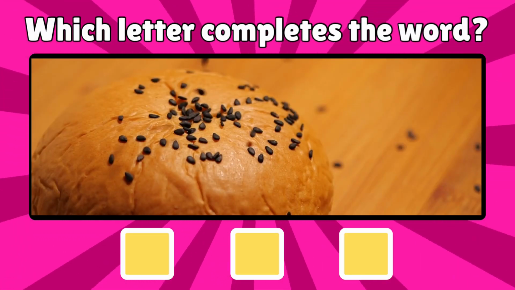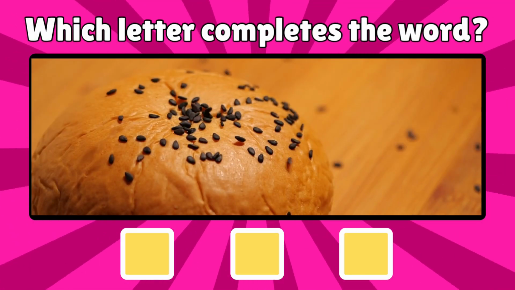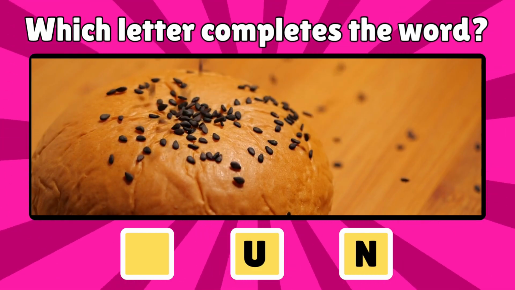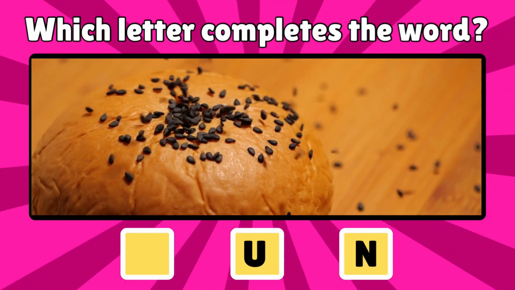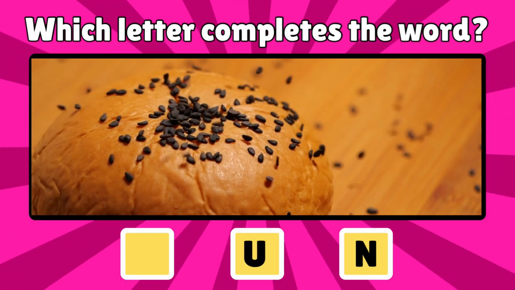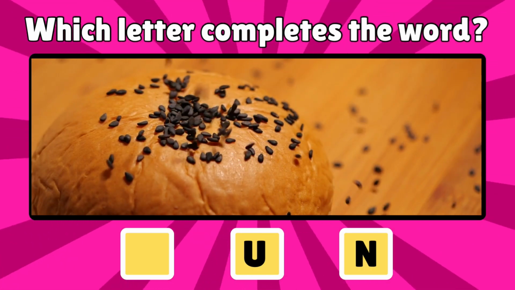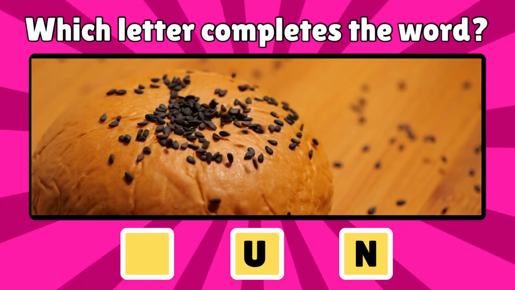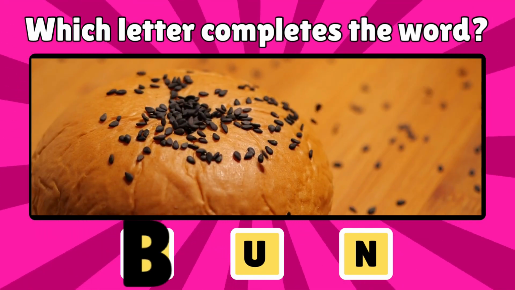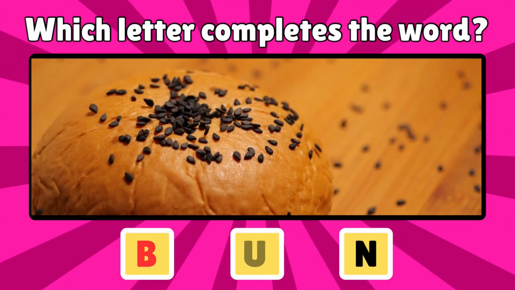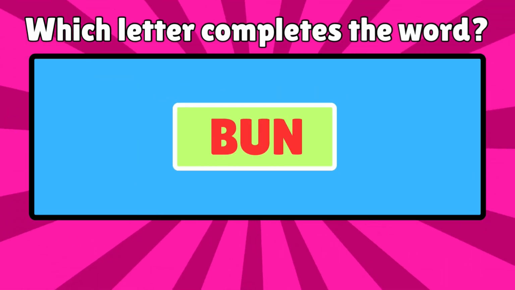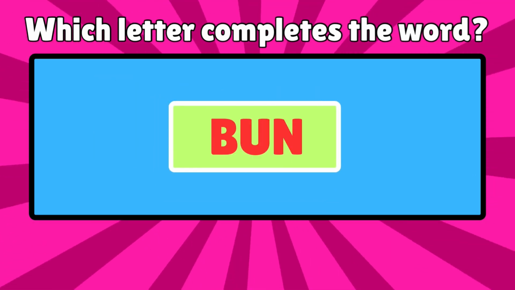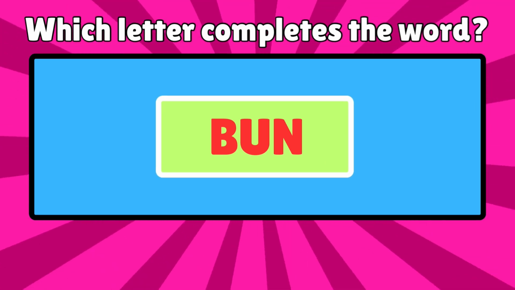Look at the picture. It is a bun. First letter is missing. U, N. Which letter completes the word? It is B, B, U, N. Bun. Can you say it again? B is for bun. Bun.